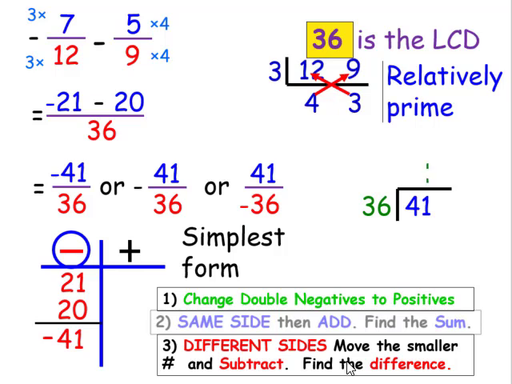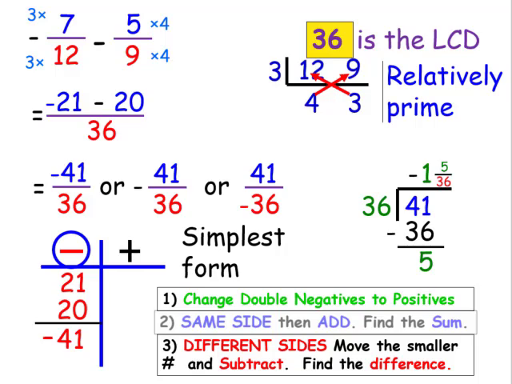So 36 goes into 41 one time. 1 times 36 is 36. When we subtract, we get 5. And we want to put that remainder over our divisor. And we know our answer is negative.